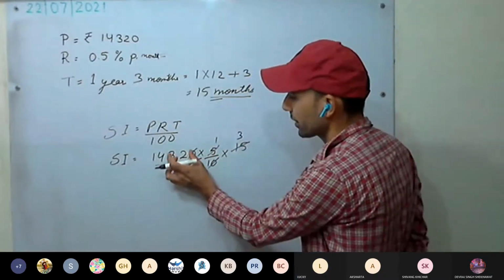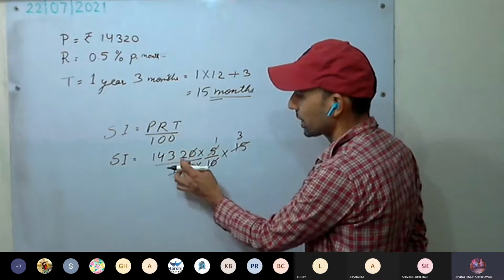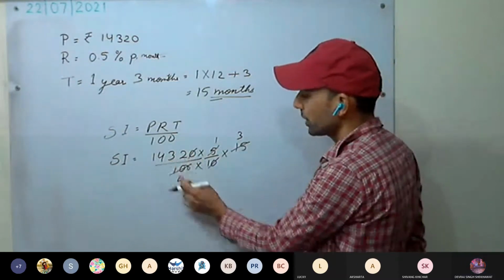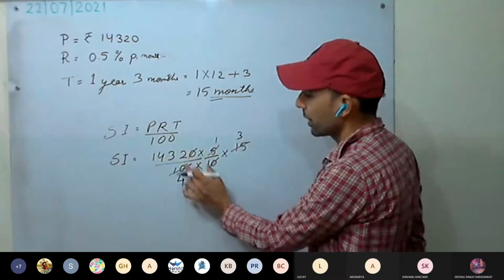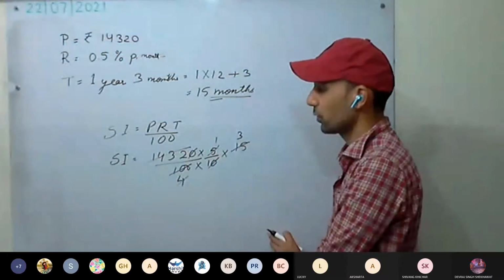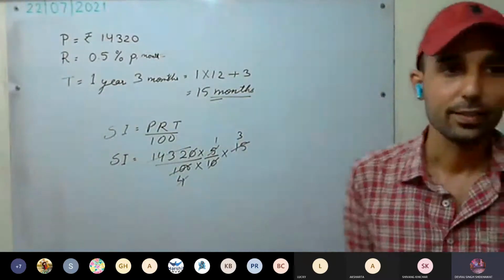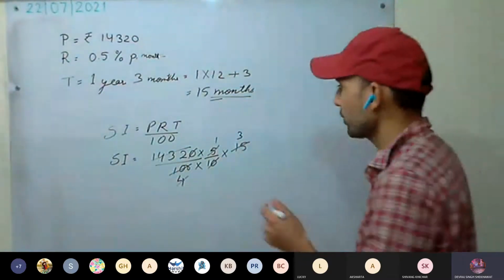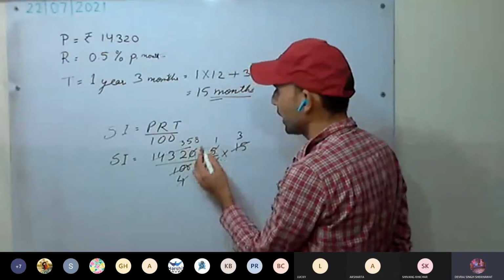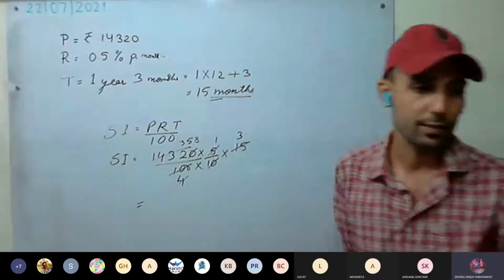So check the last two digits here. Are they divisible by 4? Yes, sir. Last two digits are divisible, so divide by 4. Calculate it. 4 3s are 12, and so on. You are getting 358. Multiply it with 3, and you'll get the simple interest.